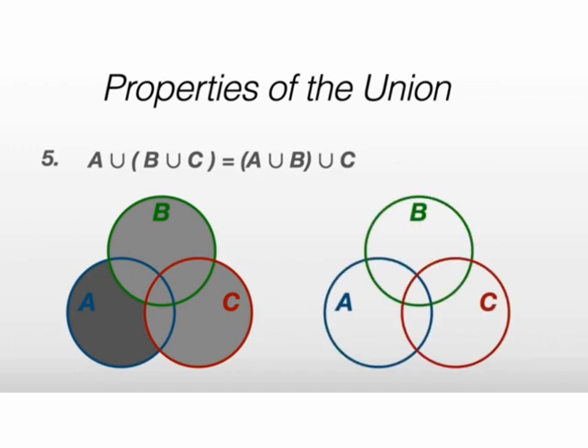Taking the right hand side, we start with the union of A and B, and then take the union of that with C. And just as before, we get all the elements from all three sets. This rule actually generalizes to any number of sets, and you can take the union in any order you like.